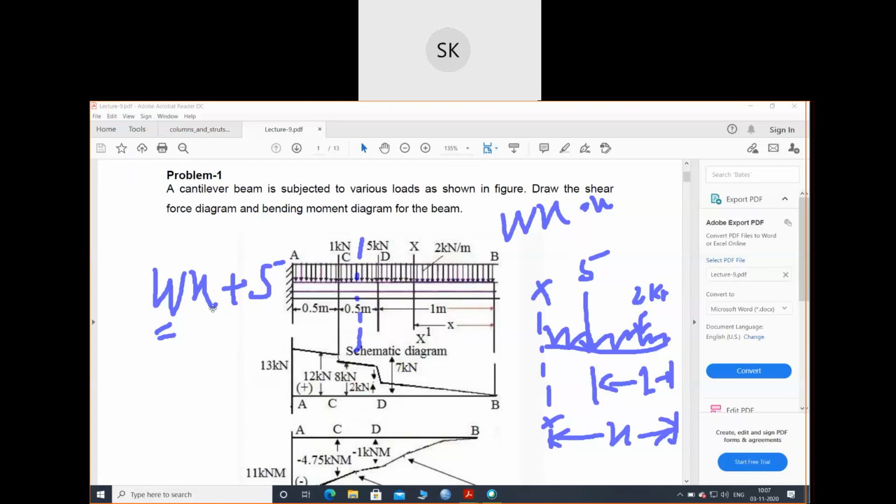Now what will be the boundary condition for this equation? Tell me. What will be the two values of X? Write in the chat box. What will be the boundary condition for this equation? And have you understood this part, the shear force equation of Wx plus 5? Any confusion in this part? How I got this Wx plus 5?